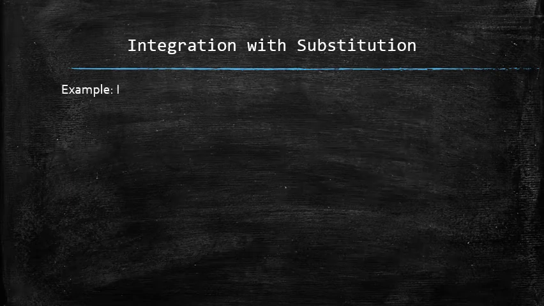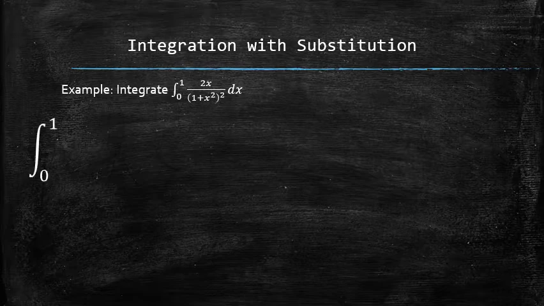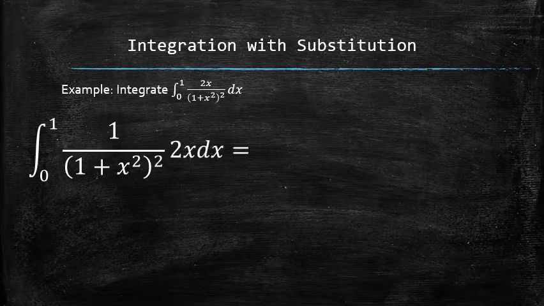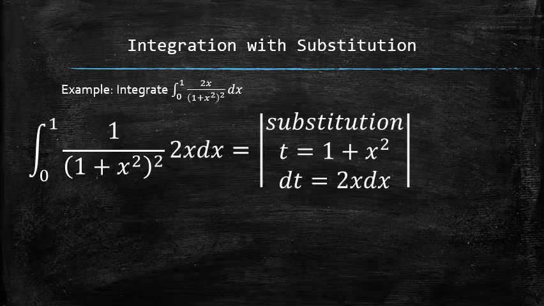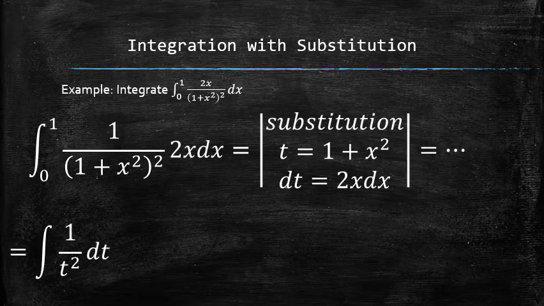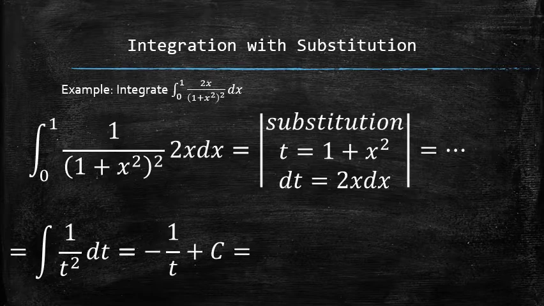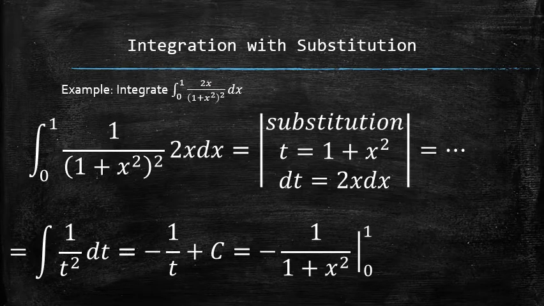Let's do an example. Again, we rearrange the terms to recognize the pattern, and we set up the substitution by setting a new variable t equal to 1 plus x squared and finding the differential of t. Next, we plug everything into the original integral and find the antiderivative. We finish the process by plugging the original function 1 plus x squared back for t and using the fundamental theorem of calculus to evaluate the integral.